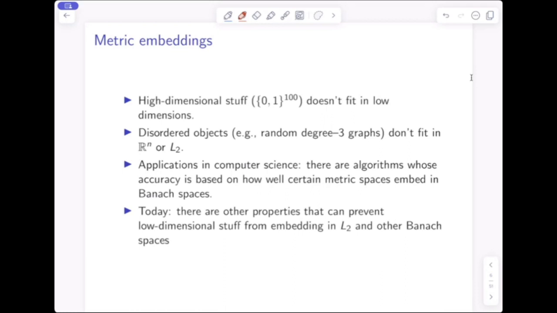Say you have something that's not like that. Say you have something that's relatively small and highly ordered and sort of low dimensional in a sense. Can you embed it in Rn in a way that preserves its geometry, in a way that preserves the metric on that object? It turns out the answer is no. There are other properties that can prevent low-dimensional things from embedding in Hilbert space and other Banach spaces, and today I want to talk about one of those properties. I want to talk about one example of this, which is the Heisenberg group.